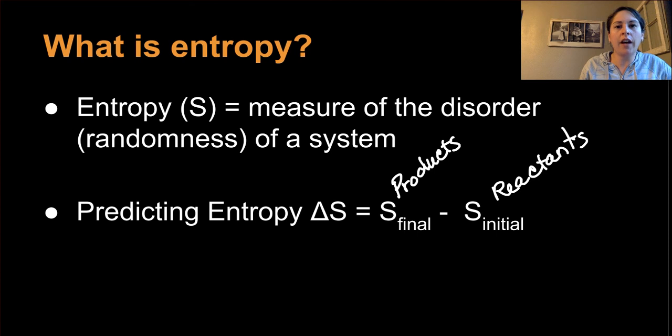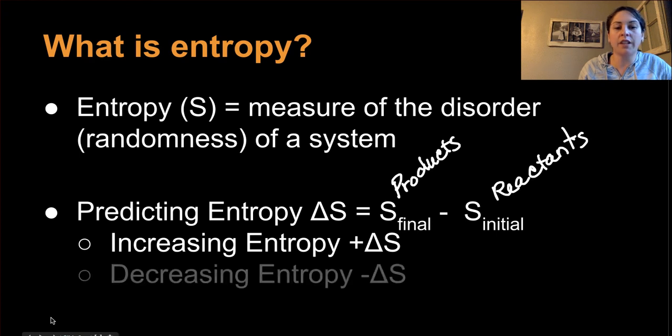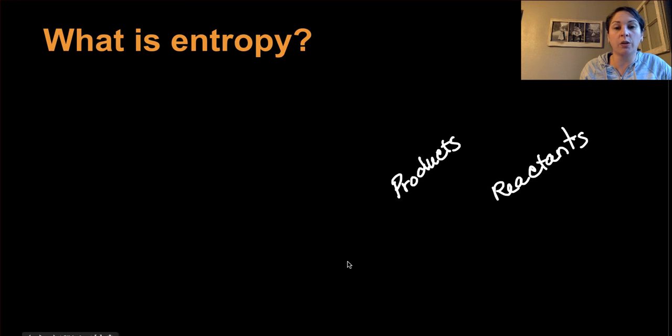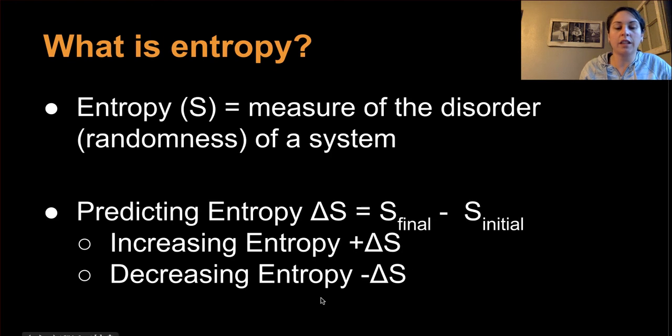And what we find is that the increasing entropy, okay, the moving towards greater disorder, is a positive delta S because the products have more disorder than the reactants did. And the opposite is the case for decreasing entropy. So remember, this takes some work usually to do. So it takes us a little bit of work to be able to put that back in order.